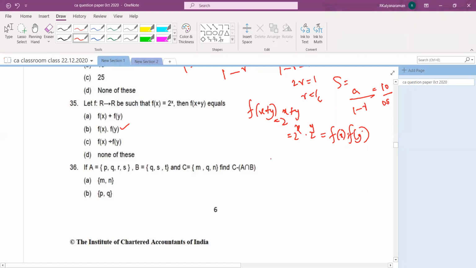Okay, C minus A intersection B. A intersection B is the common elements, so you will get only Q comma S. So it is M, Q, N minus Q comma S. So you will remove the Q from here. It will be M comma N.